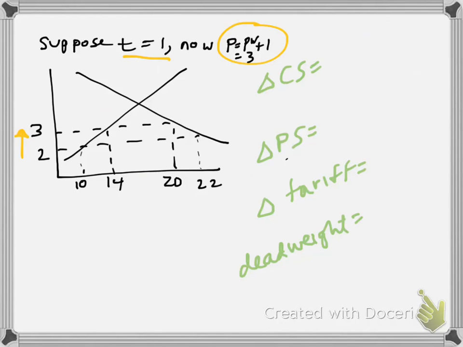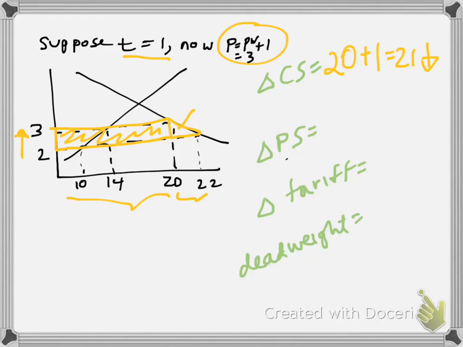Let's change the pen here. Consumer surplus, you'll recall, is this whole area, and we can think of that as a rectangle. That's this rectangle, and then this triangle here. So the rectangle has a length 20 and a height of 1, so that's 20, and the triangle has a length of 2 and a height of 1, so the area of the triangle is base times height divided by 2, so that's 1. So the change in consumer surplus is equal to 21, and remember that's a loss.